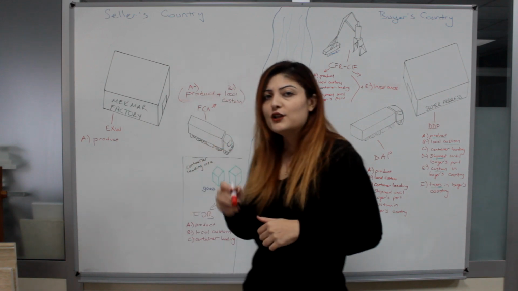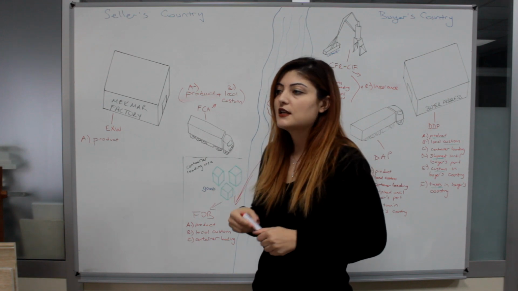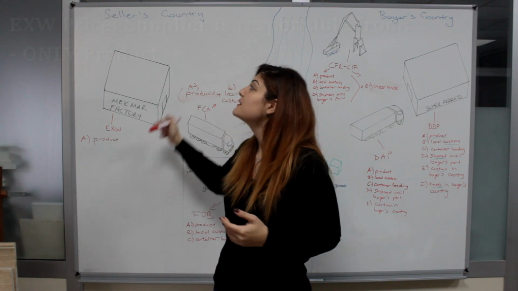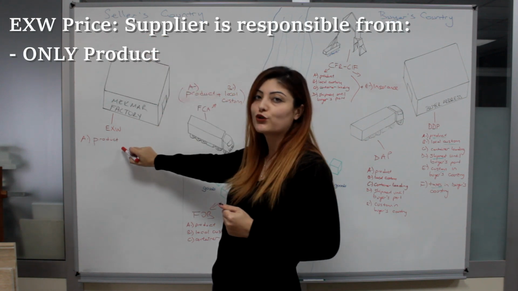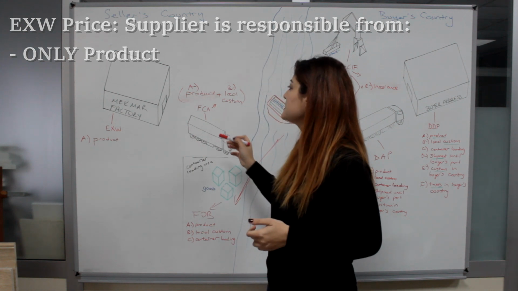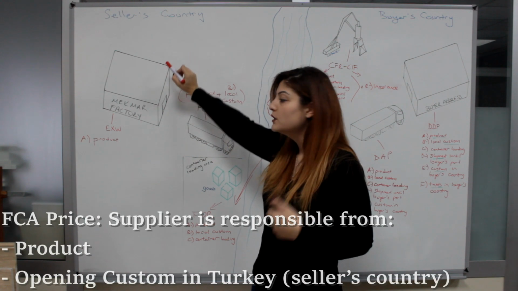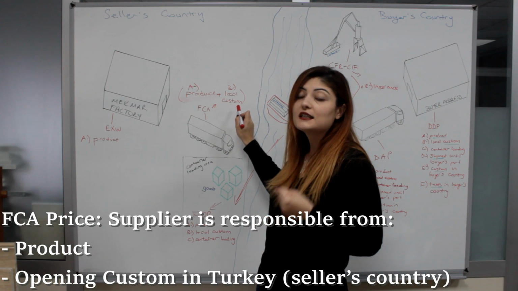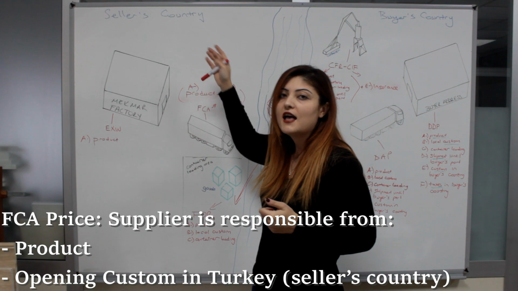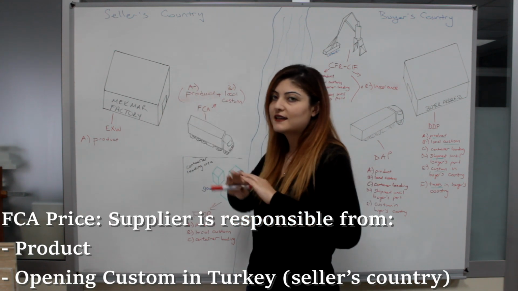Okay. When you decide to buy something and you talk with sellers in another country, you need to understand that if the seller gives you the price as EXW, it means that the seller is responsible only for the product, okay? And the rest of the responsibility belongs to you. If the seller says that the shipment is FCA, the seller will be responsible for the product and opening the customs in the seller's country. Let's say this is Mekmar and this is Turkey, and Mekmar will produce the product for you and open the customs in Turkey, and that's all.